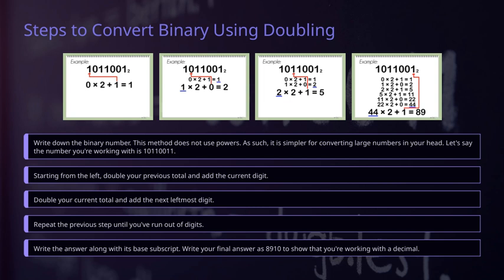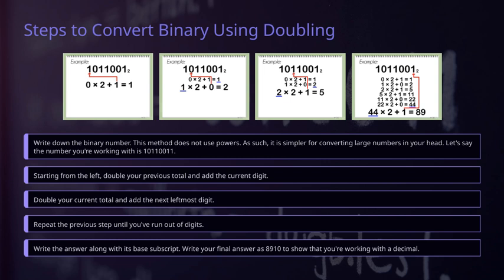Think of it as building the number step by step. So you begin with 0, double it, and then add the first digit, which is 1. Next, double that total and add the next digit, which is 0, then double again and add 1, and so on. You repeat this process, doubling and adding, until you've gone through all the digits. This way, you're effectively shifting and accumulating the value in your head without needing to memorize powers of 2. Once you've processed all digits, you'll have your decimal equivalent.